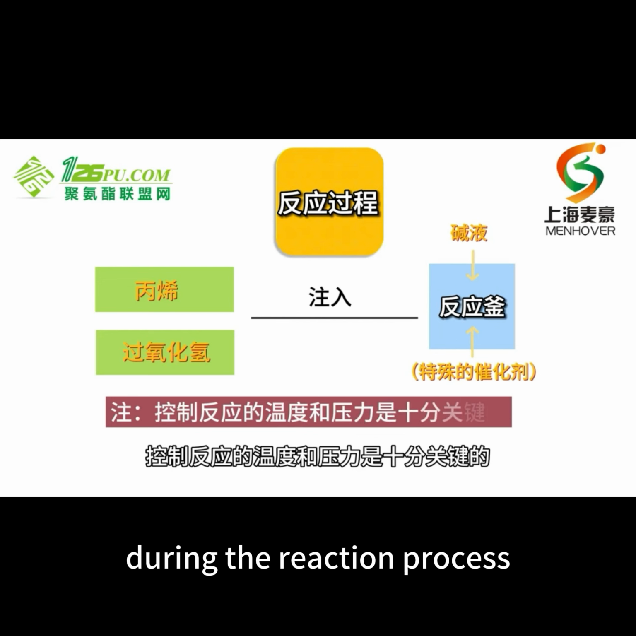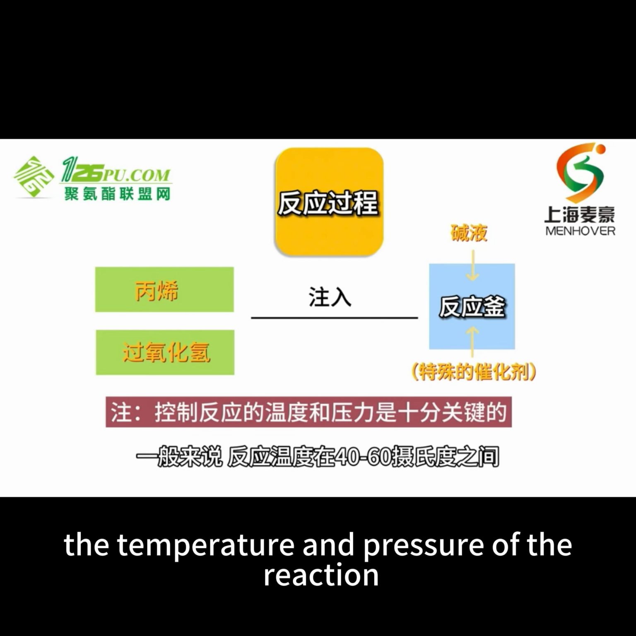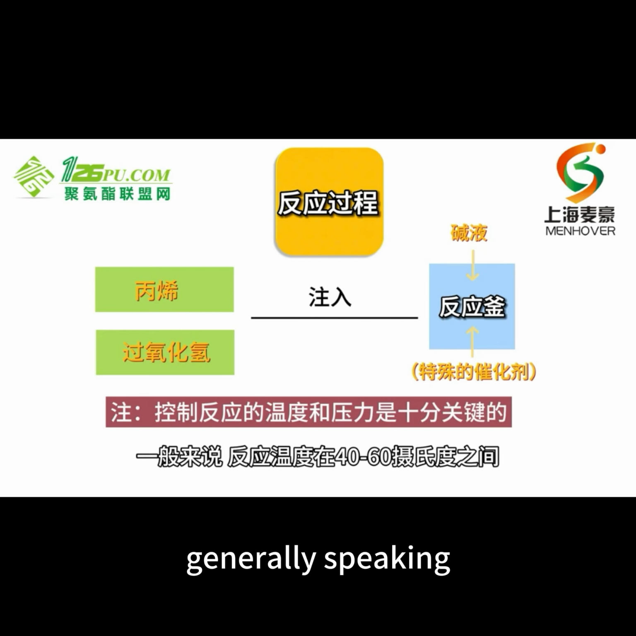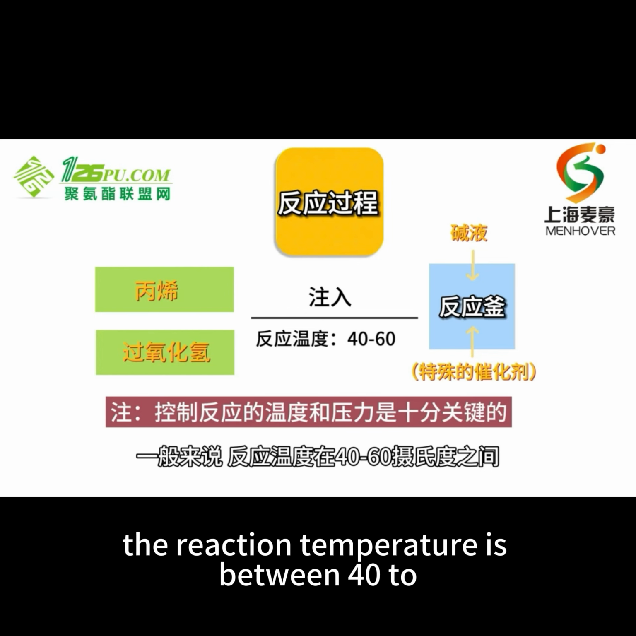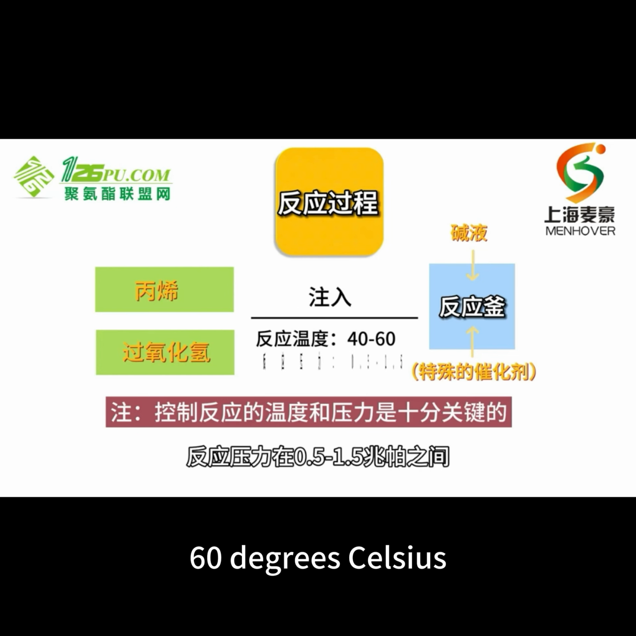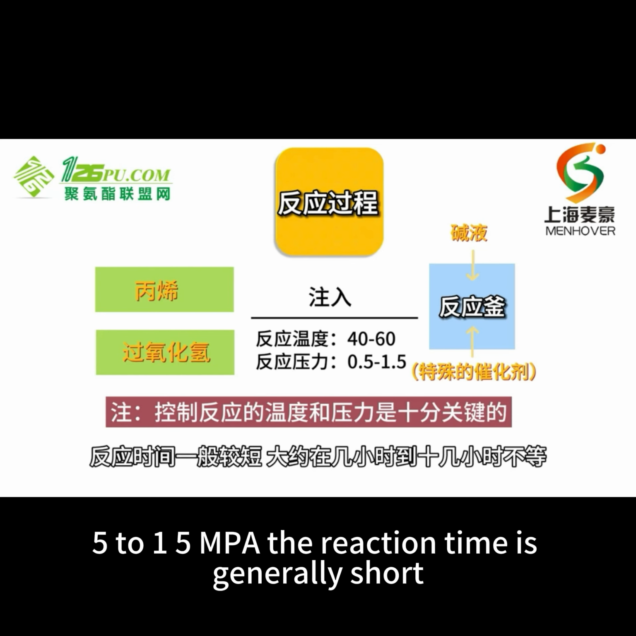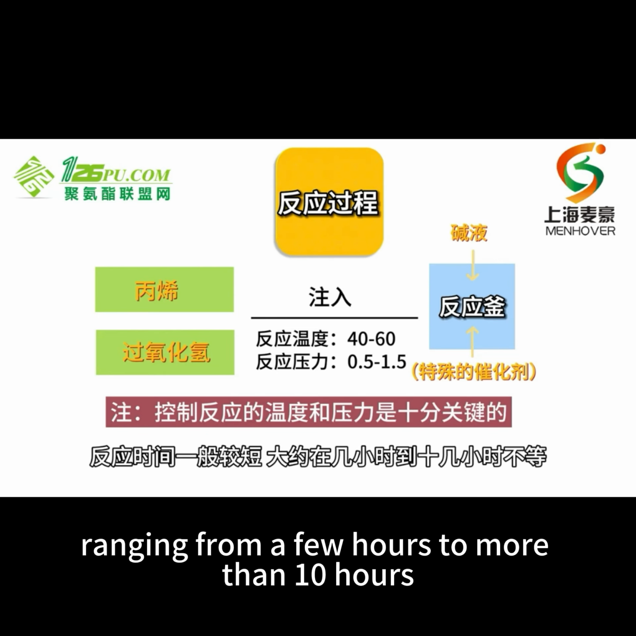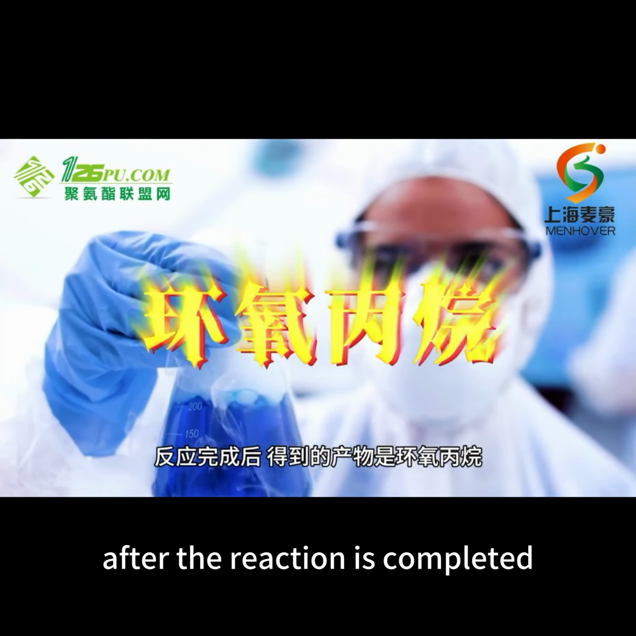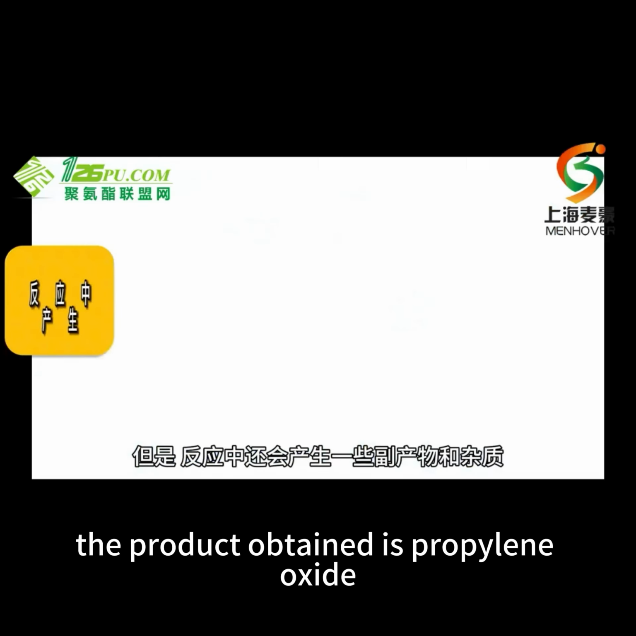During the reaction process, it is very important to control the temperature and pressure of the reaction. Generally speaking, the reaction temperature is between 40 to 60 degrees Celsius and the reaction pressure is between 0.5 to 1.5 MPa. The reaction time is generally short, ranging from a few hours to more than 10 hours. After the reaction is completed, the product obtained is propylene oxide.